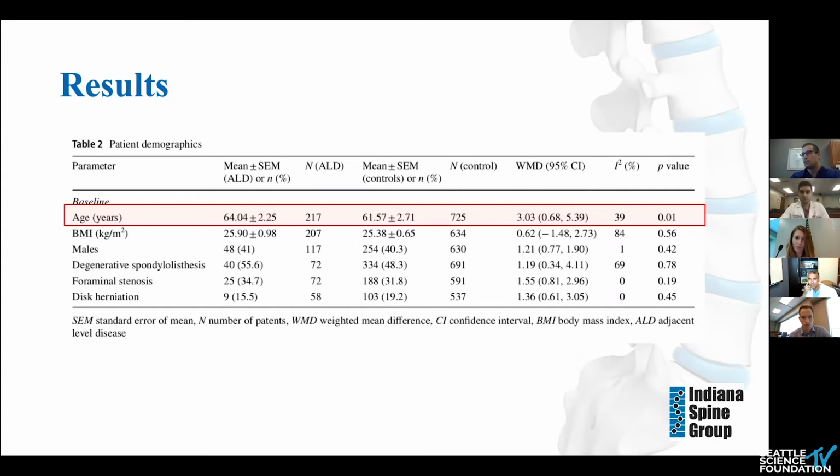Here's a table that shows the underlying patient demographics. Overall, the only one that was significantly different between the ALD group and the group that did not develop ALD was that the group that did develop ALD was on average 3 years older. Otherwise, there were no significant differences in their demographics.